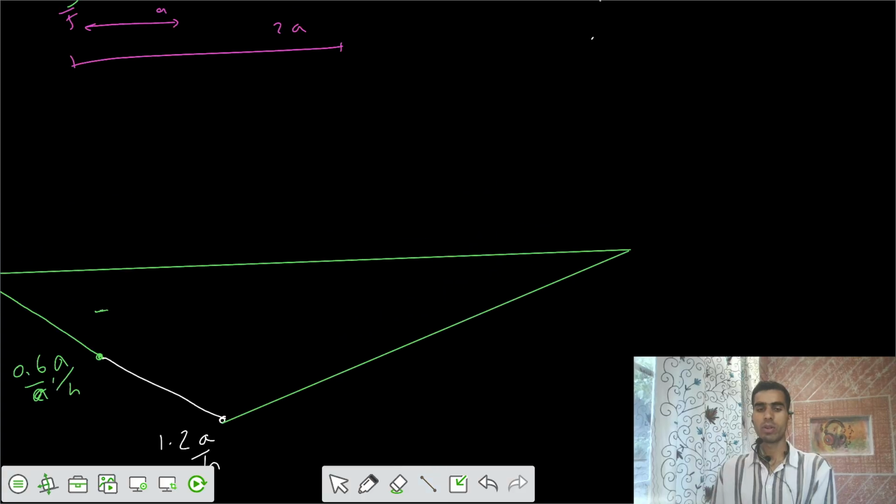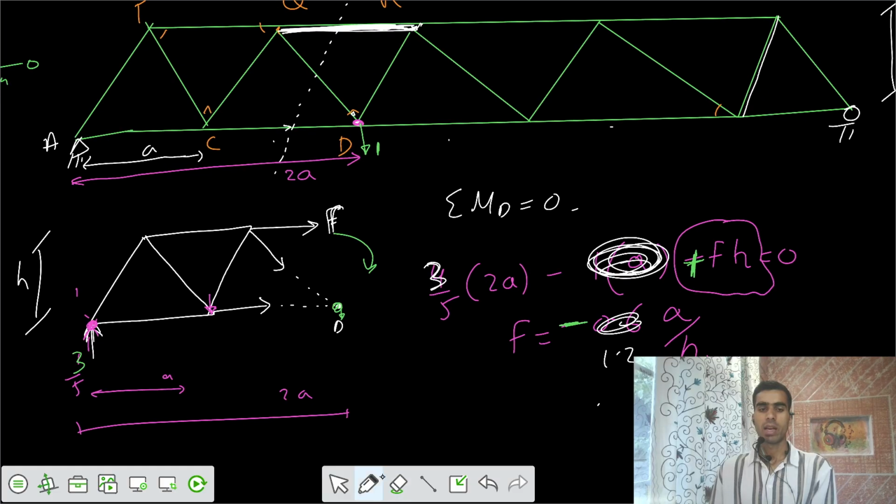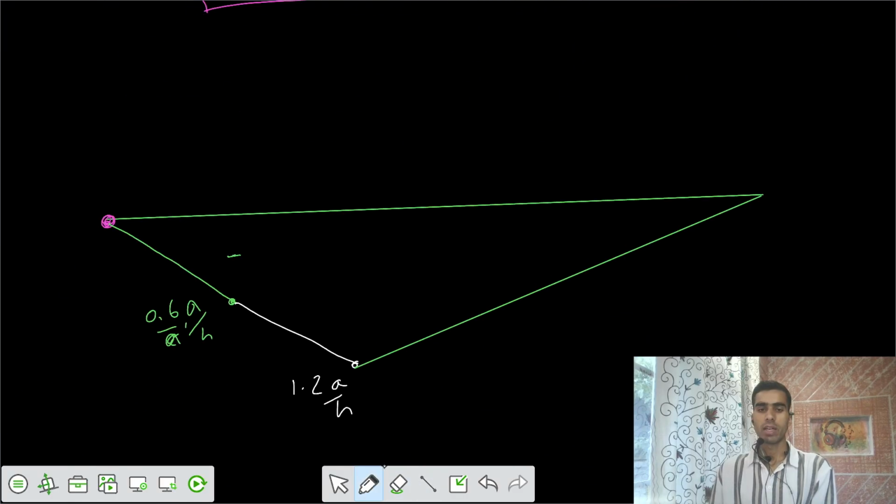So this would be your ILD for your member QR. Now, if I want to calculate it when the load is at this point, the reaction would be 2 by 5, so accordingly you would get 2 by 5. That's 4 by 5, that's 0.8. So you would get this ordinate as 0.8.